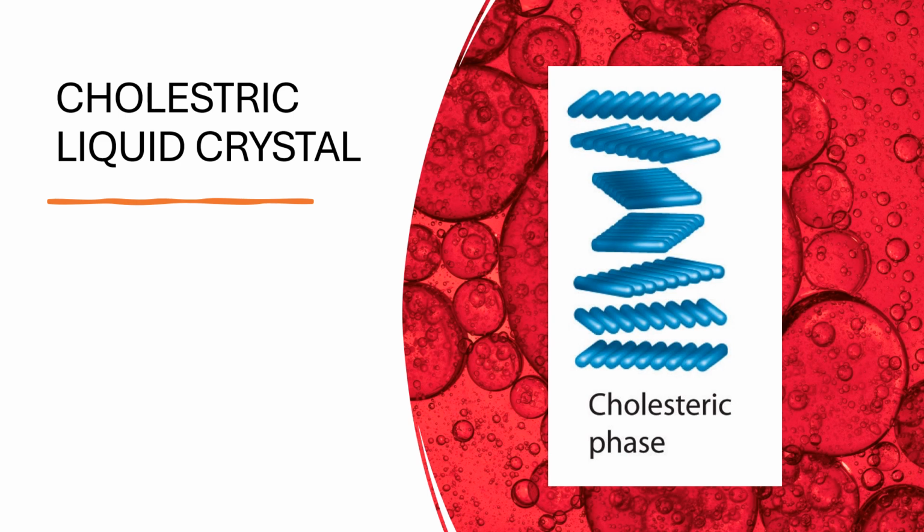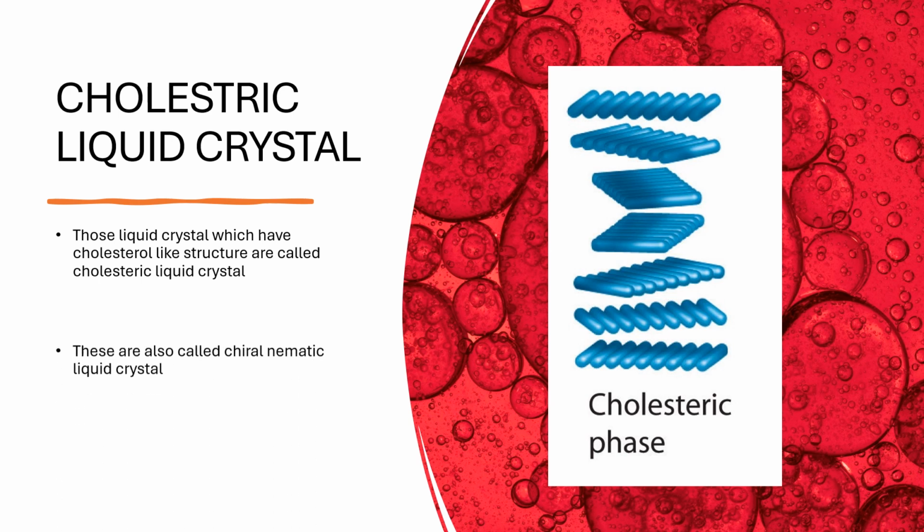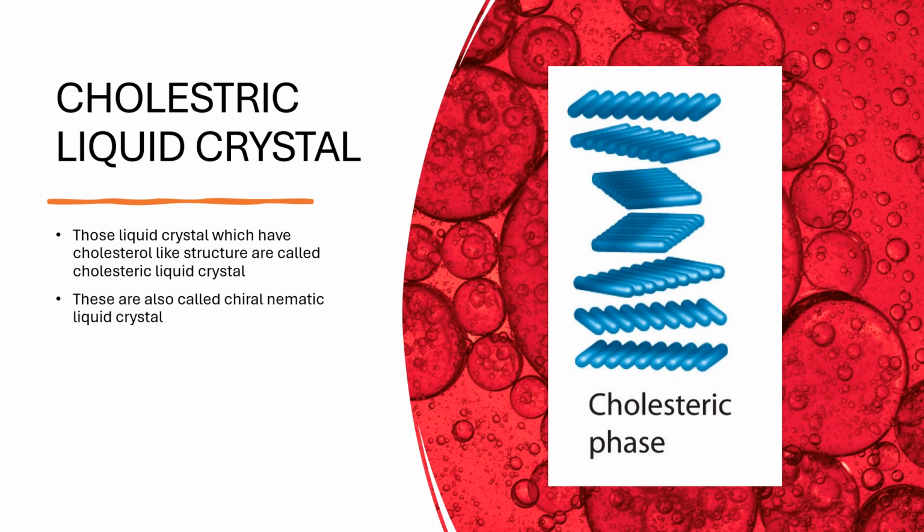Cholesteric liquid crystal. From the name, we can get that cholesteric means cholesterol. So, those liquid crystals which have a cholesterol-like structure are called cholesteric liquid crystals. The structure will be chiral. So, these are also called chiral nematic liquid crystals. So, basically, the structure will be like nematic liquid crystal and chiral. So, it is called chiral nematic liquid crystal.